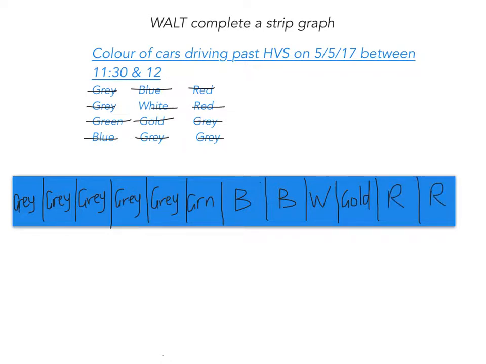So if I glance at this strip graph, I can see really quickly and easily that grey was the most popular colour car, followed closely by blue and red.